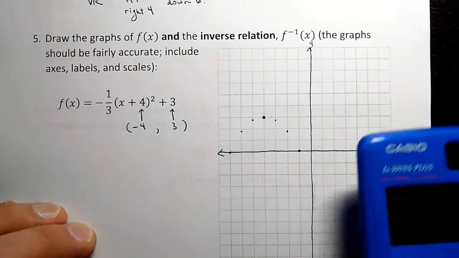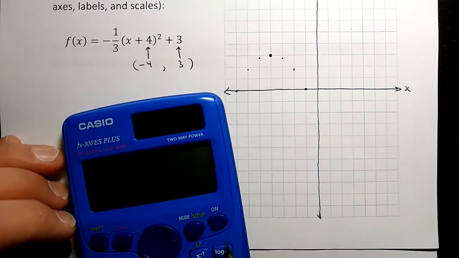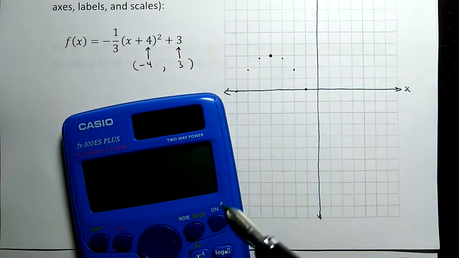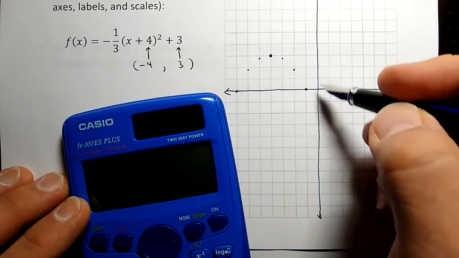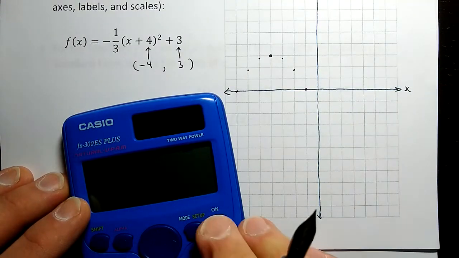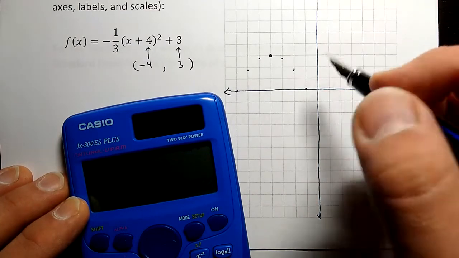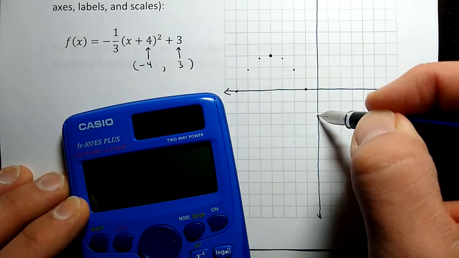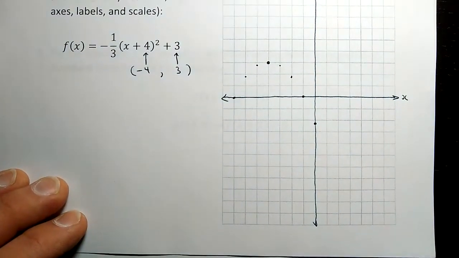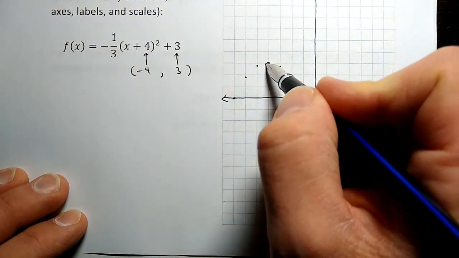Another option is to grab a calculator or just do some mental math to figure out what some of the coordinates are. So for example, what happens when I get to the y-axis here? That's when x is 0, so I can type in negative 1/3, and I'll use brackets to type in 0 plus 4, or just 4, squared, and then plus 3 at the end. And I have negative 7/3, or that's negative 2.33 and change. So that's right there. Now I've got a pretty good graph ready to sketch here.